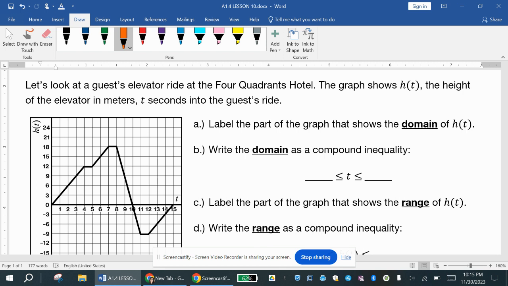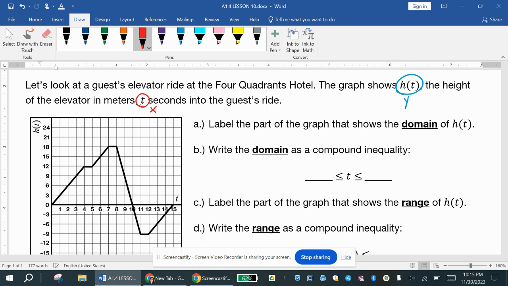Below is a graph that we're going to take a look at. It says, let's look at a guest's elevator ride. So this represents an elevator ride at the Four Quadrants Hotel. The graph shows h of t. Remember, h of t are the y values, right? So h of t represents the height of the elevator in meters, whereas t, which are the x values, are the seconds into the guest ride, so the length in time of the guest ride.